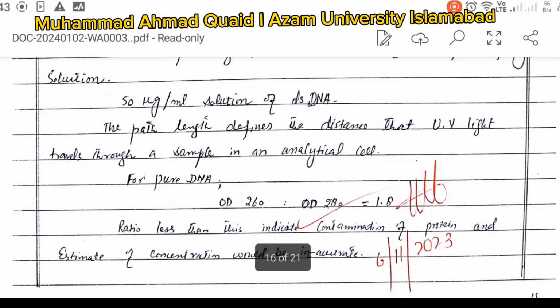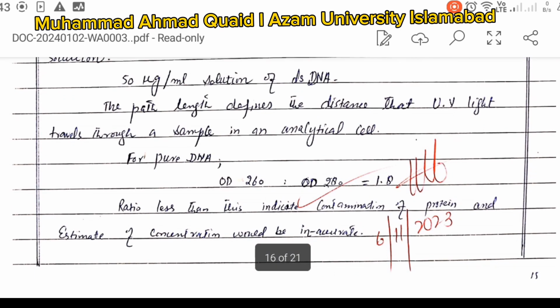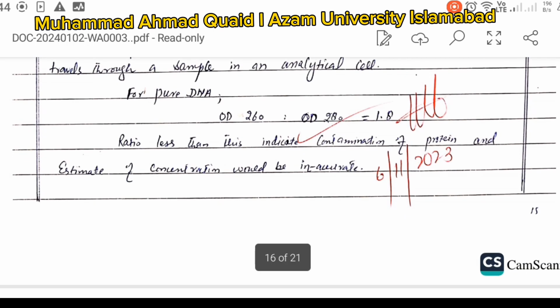Now come towards next point: 50 microgram per milliliter solution of double-stranded DNA. The path length defines the distance that the UV light travels through a sample in an analytical cell. For pure DNA, we compare optical density at 260 nanometer and optical density at 280. Here we have compared their ratio. Optical density 260 to optical density 280 ratio is equal to 1.8 for pure DNA. A ratio less than this indicates the contamination of proteins and estimation of the concentration would be inaccurate.